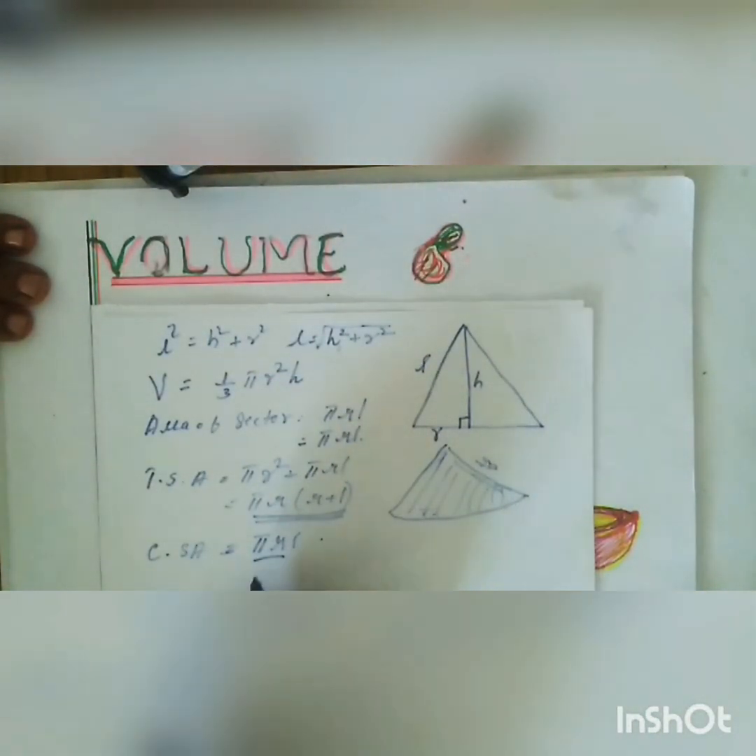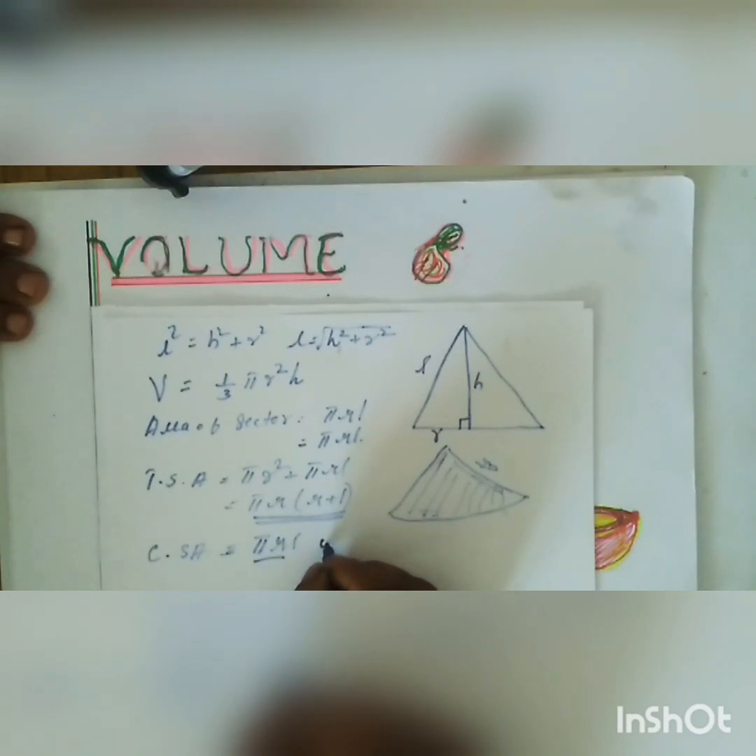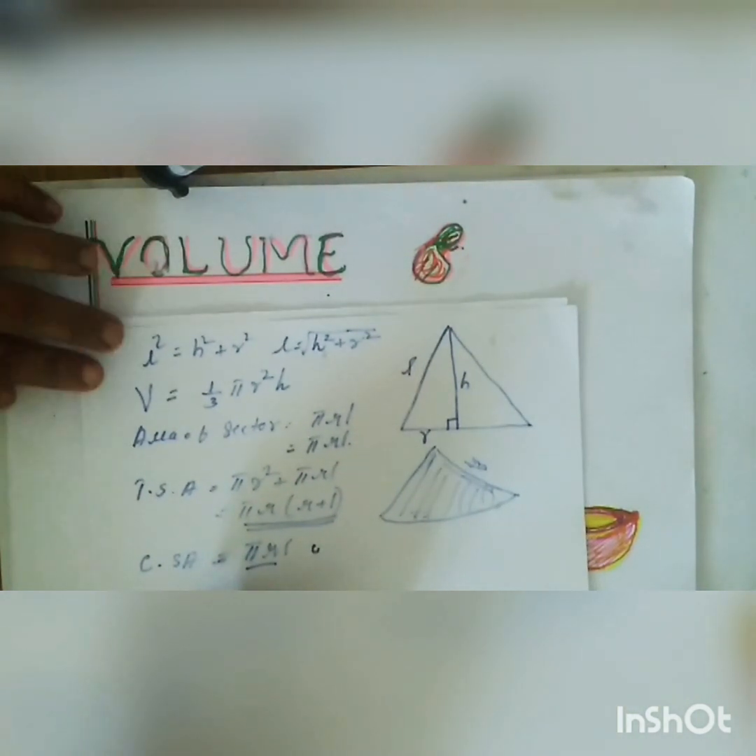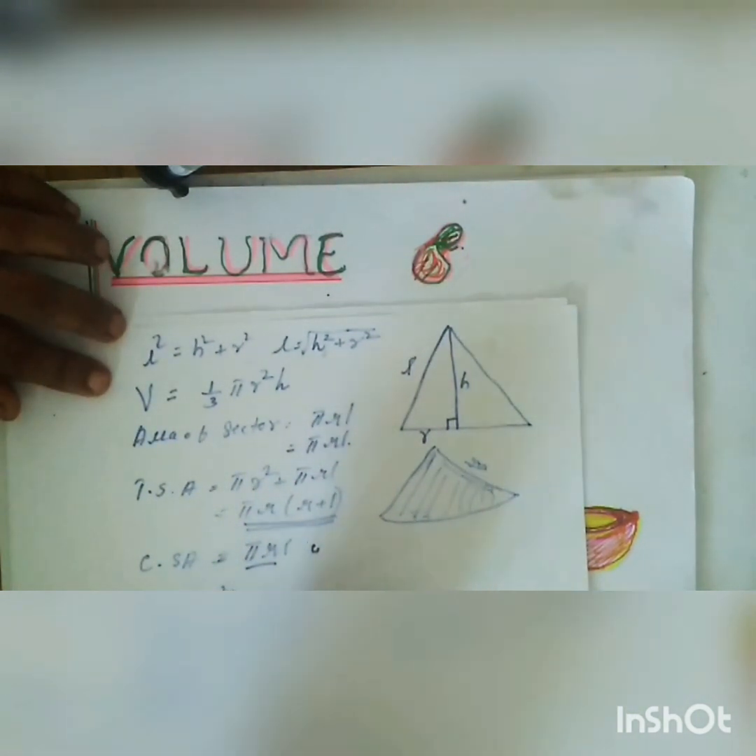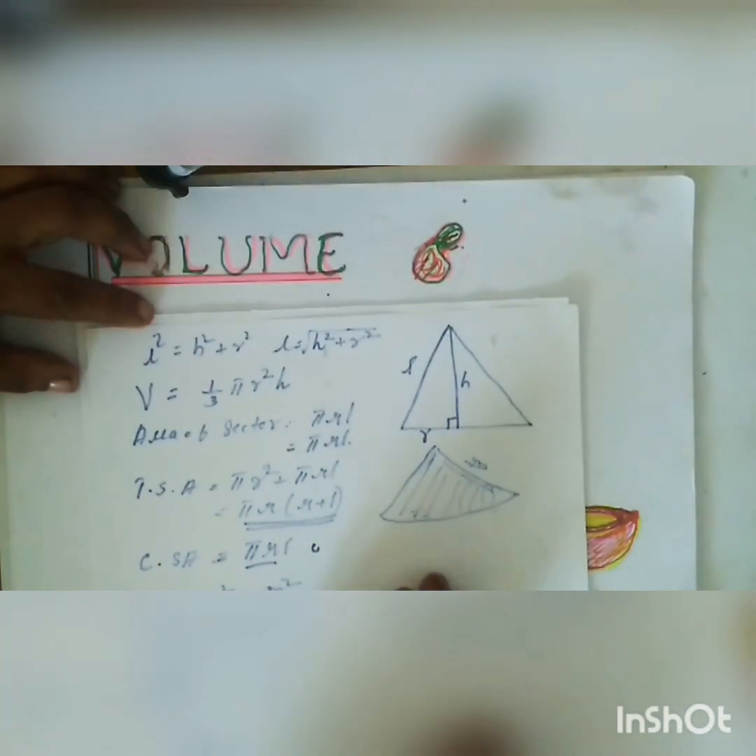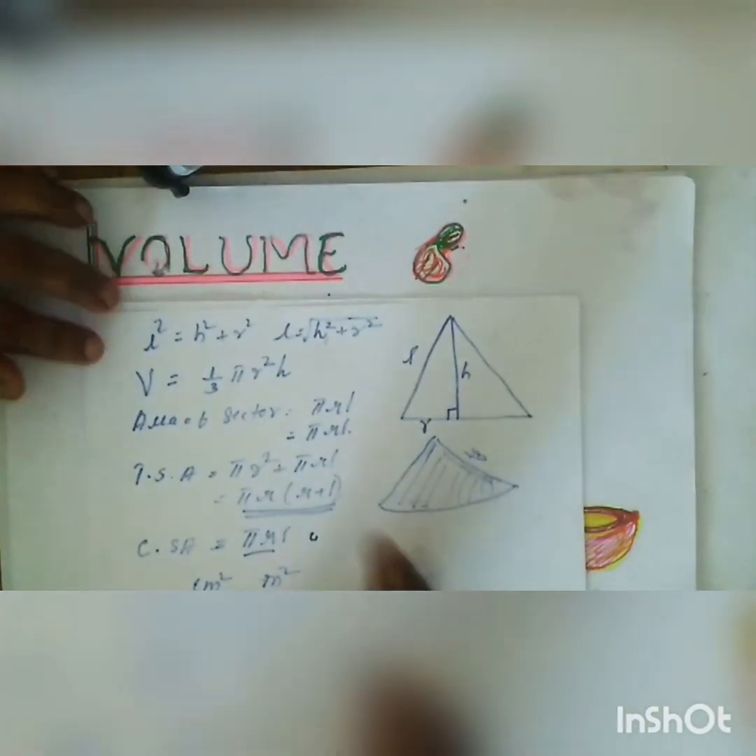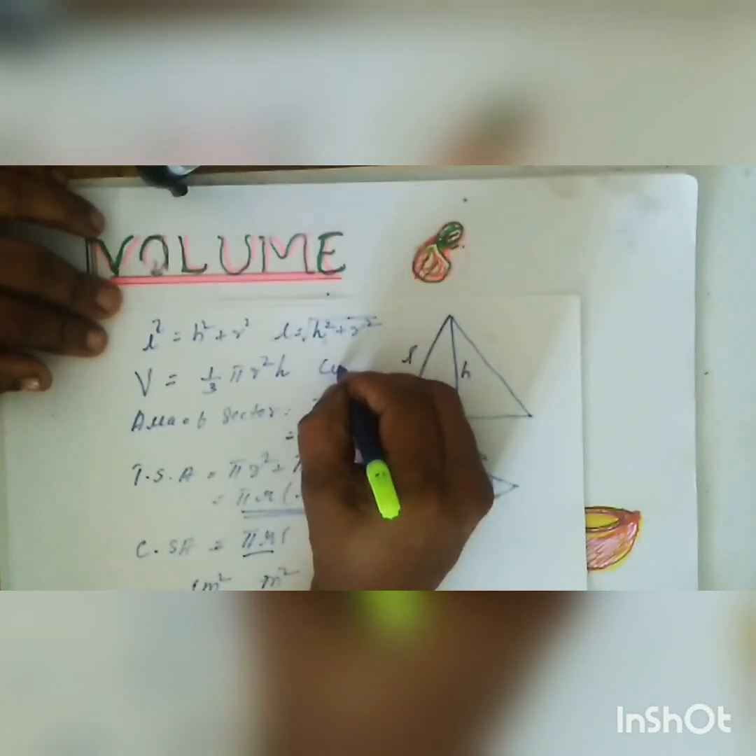Area is always represented by the unit centimeter square or meter square, and volume must be represented by cubic units.